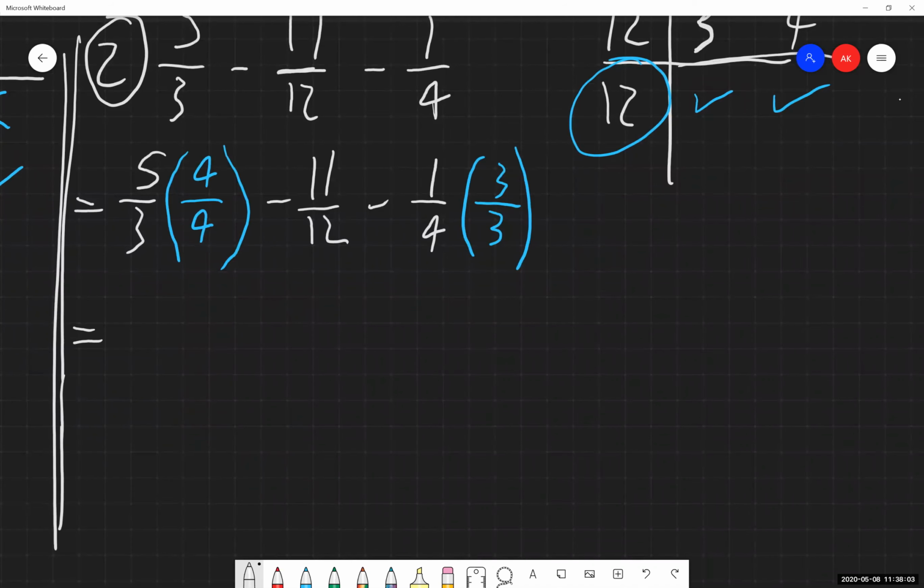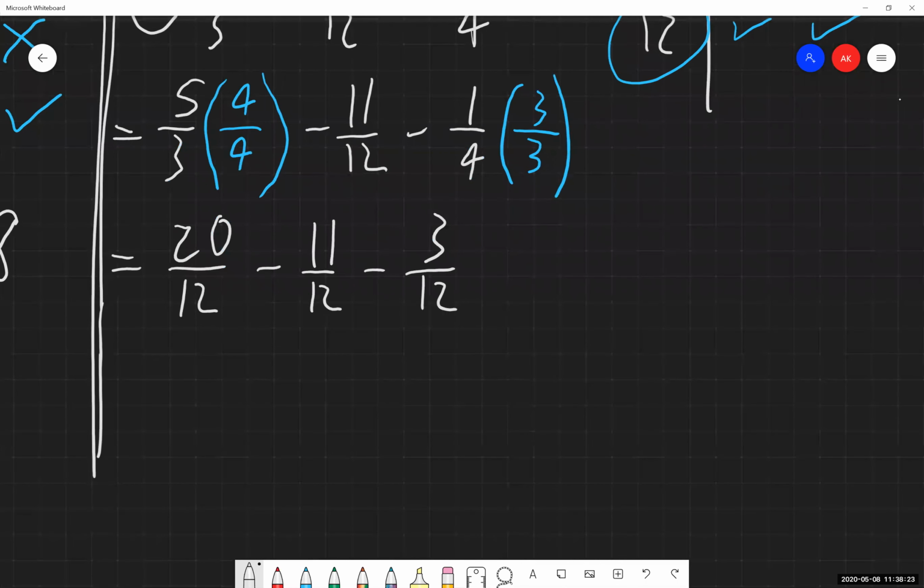Multiplying everything together, we're getting 20 over 12 minus 11 over 12 and minus 3 over 12. So now everything has the same denominator. Now I can add or subtract the numerators together. I'm just going to work with the first two fractions first. So 20 over 12 minus 11 over 12 is going to give me 9 over 12.